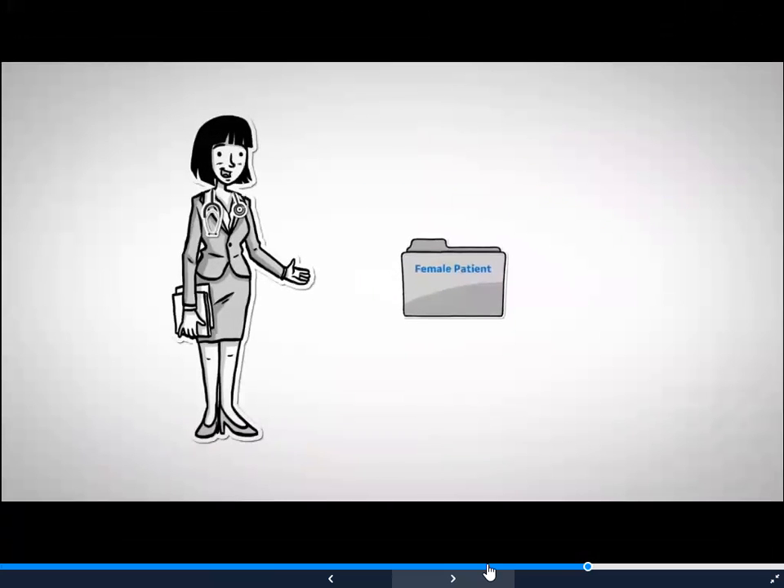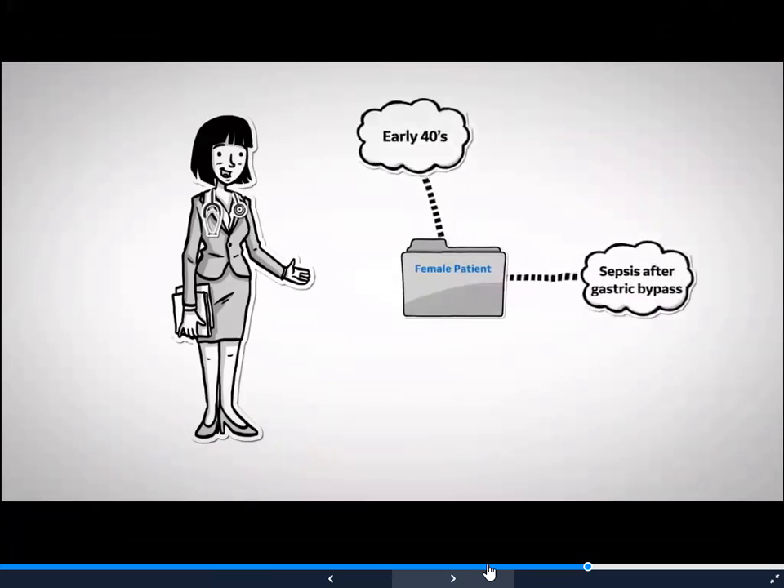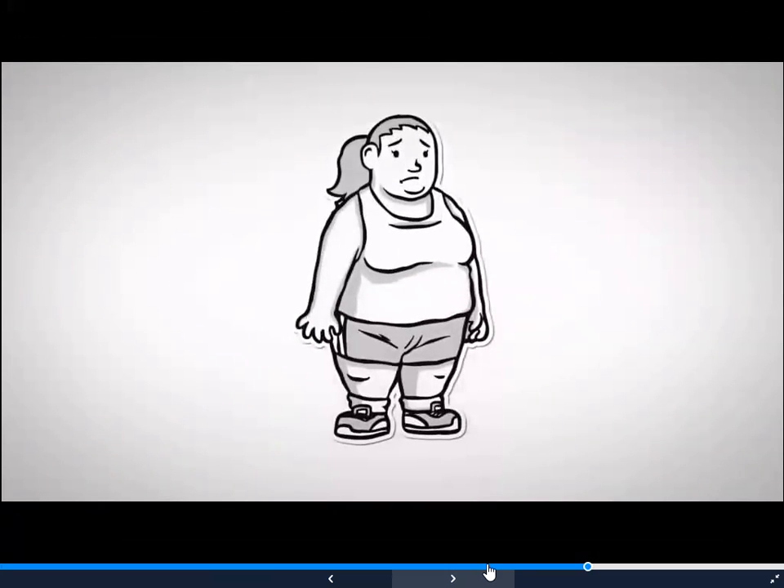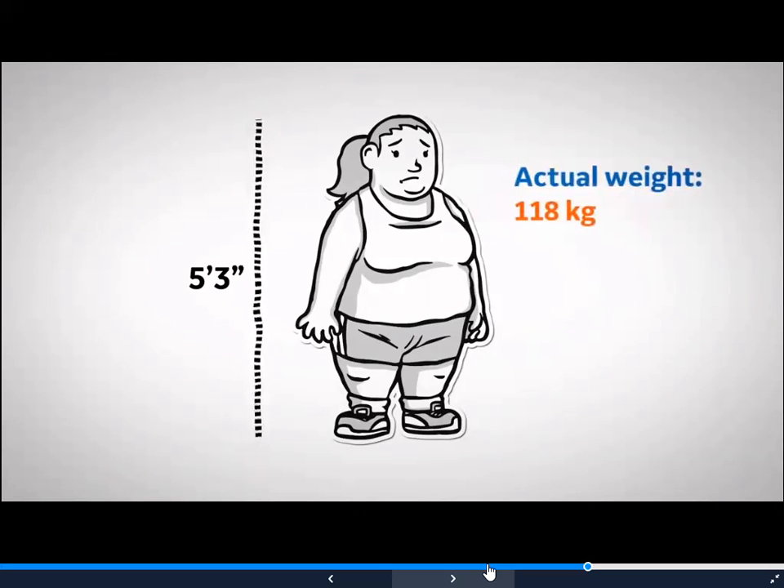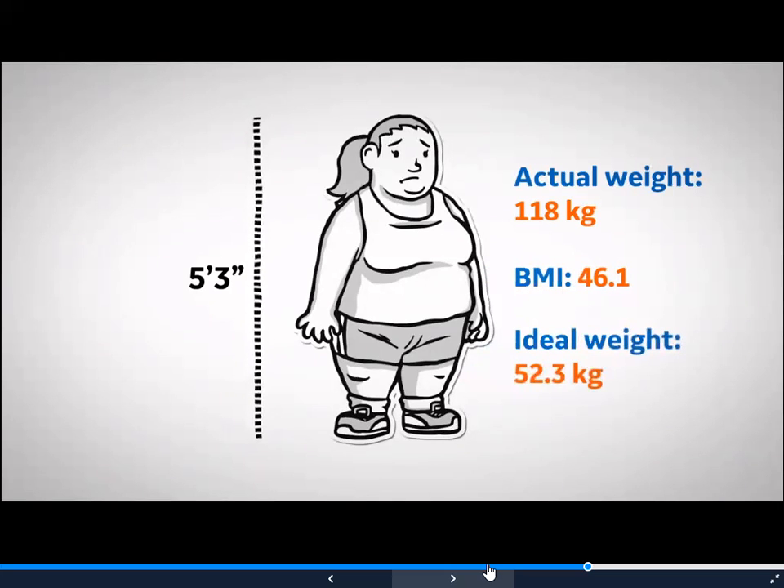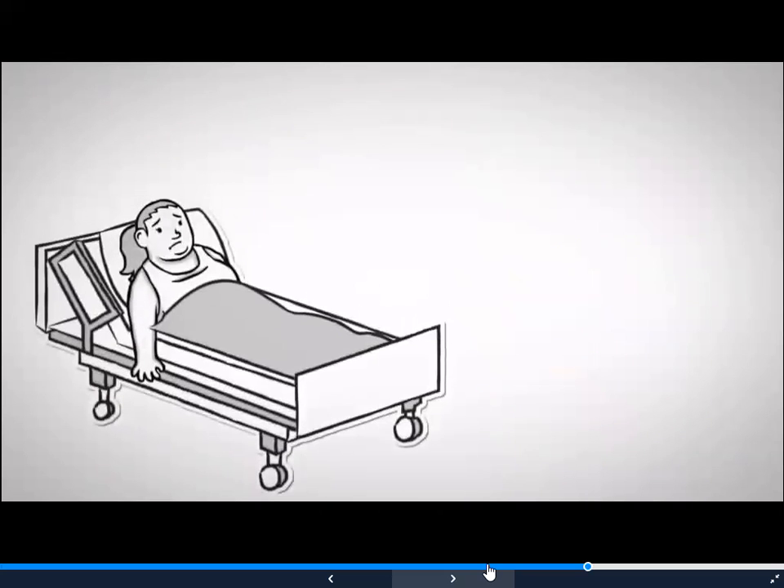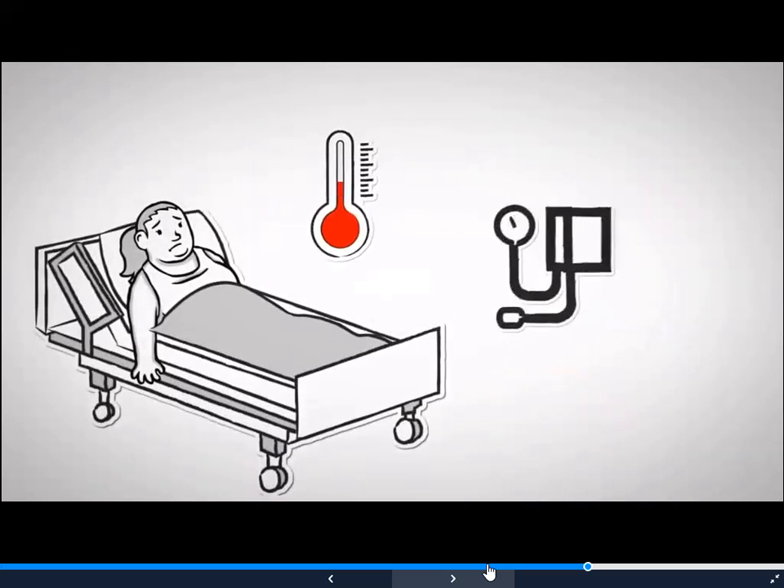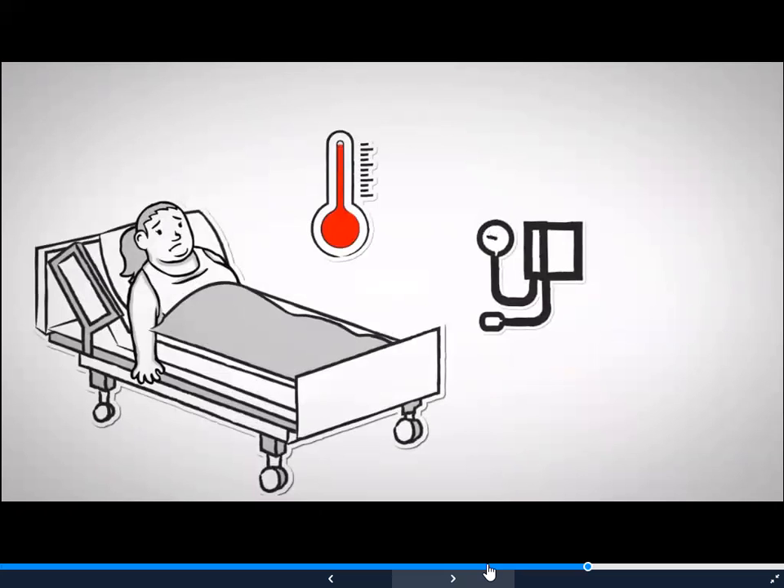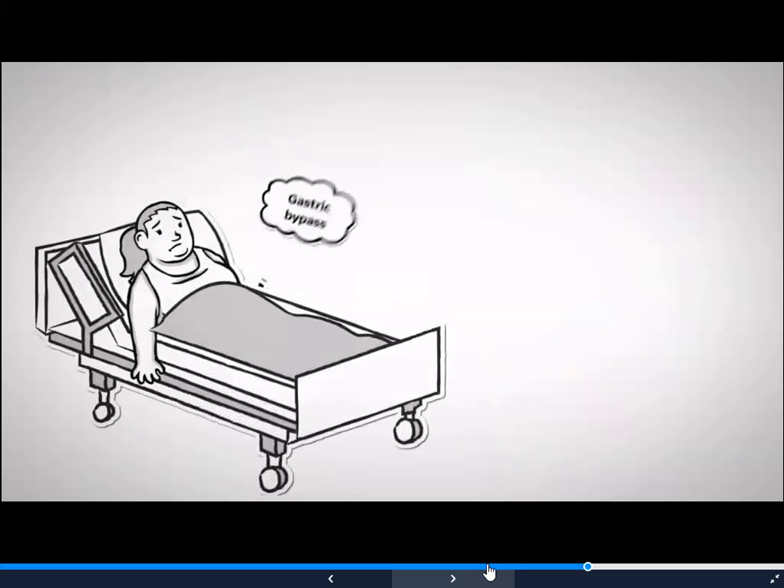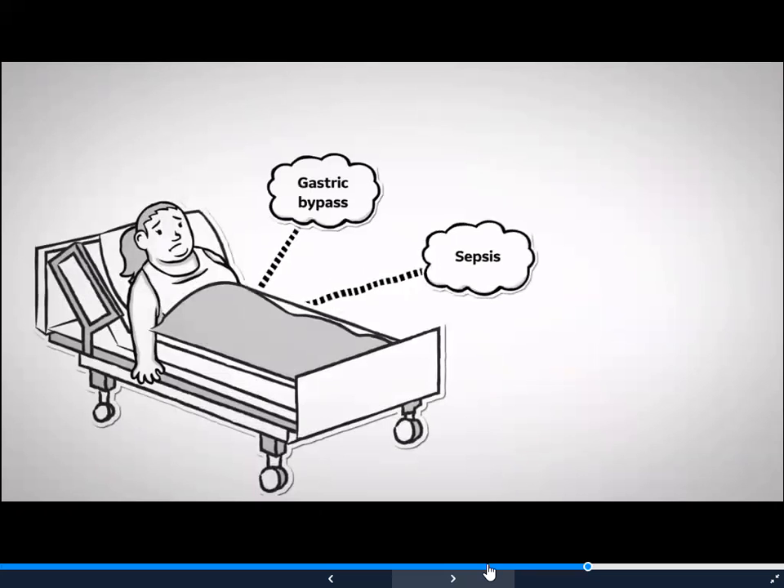The case involves a female patient in her early 40s with sepsis after gastric bypass surgery for morbid obesity. The patient's nutrition parameters are as follows. Height is 5'3". Her actual body weight is 118 kilograms, which translates into a BMI of 46.1, and her ideal body weight is 52.3 kilograms. When this patient came in, she had a fever and she was hemodynamically unstable. As I mentioned earlier, she had recently had a gastric bypass and had developed sepsis.